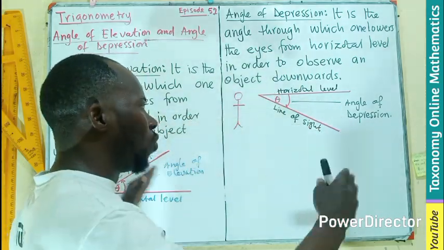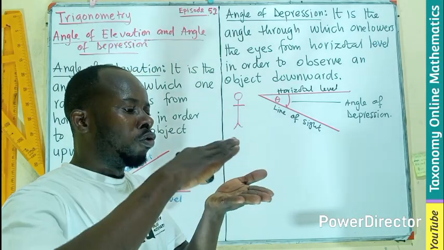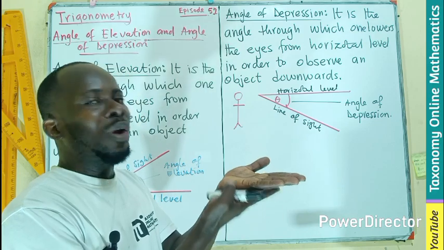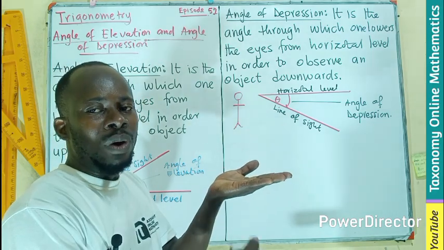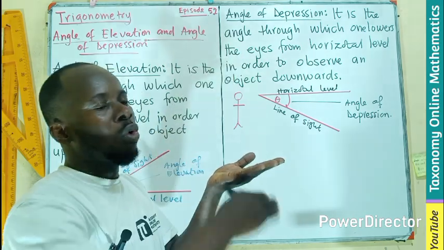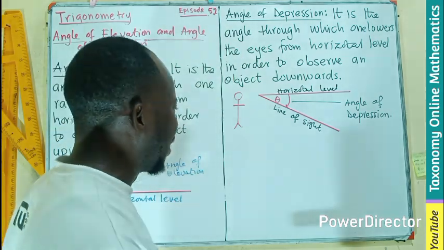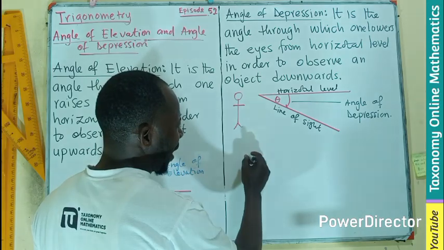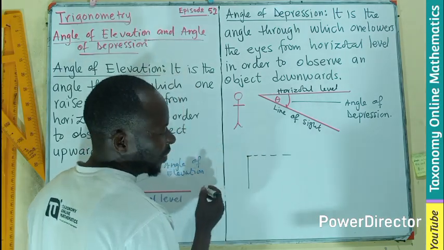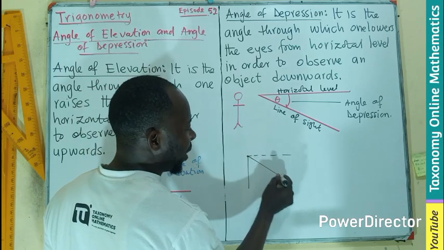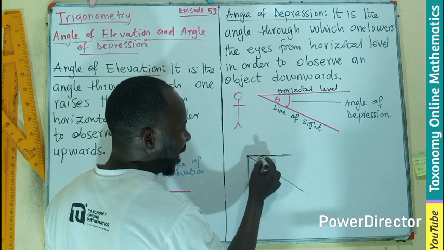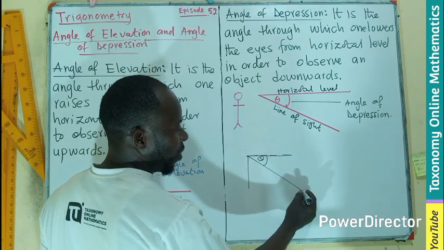So the two ways we can say it: an angle above a horizontal line is elevation. An angle below a horizontal line is angle of depression. So above elevation, below depression. Let's just say I have a point here, I have the eye level, then I bring it down to form an angle. Let's say this angle is depression, forming this.